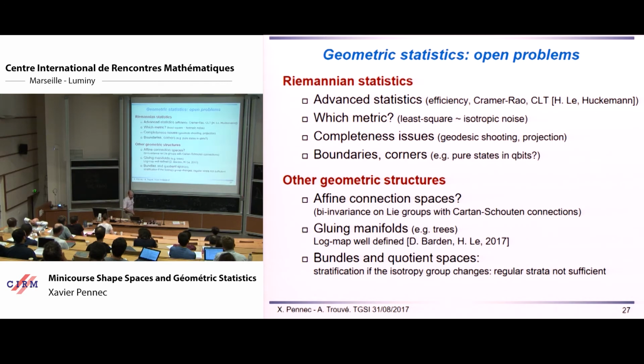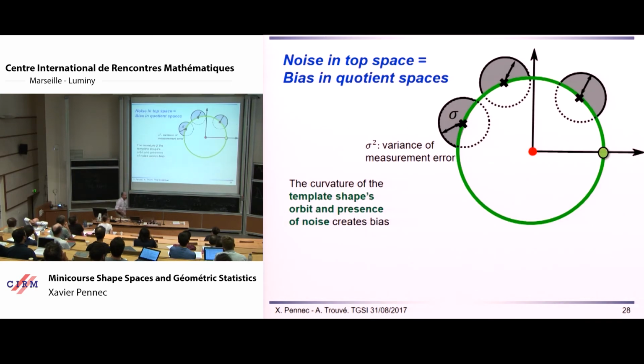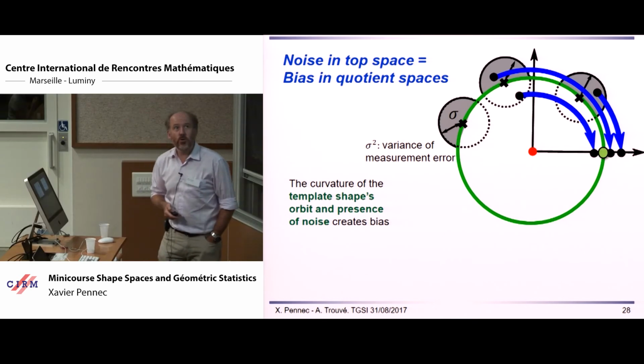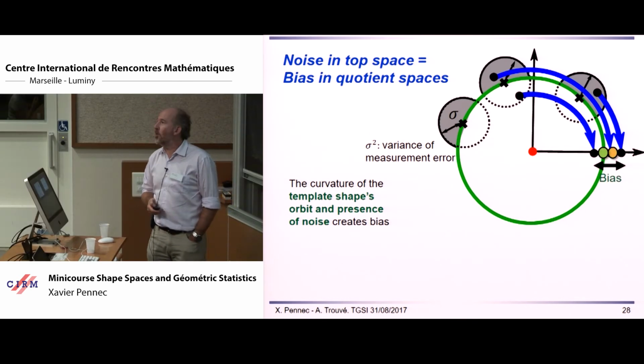And here I just want to show one example of recent work. If you take the set of 2 points, so actually 1 point, and you quotient out by rotation, and you add noise in the ambient space. So let's assume that you have this point in the quotient space. You take 3 realizations of this point and you add noise in the tangent space. So what we do usually is we project everything in the quotient space, and then we take the Fréchet mean in the quotient space.